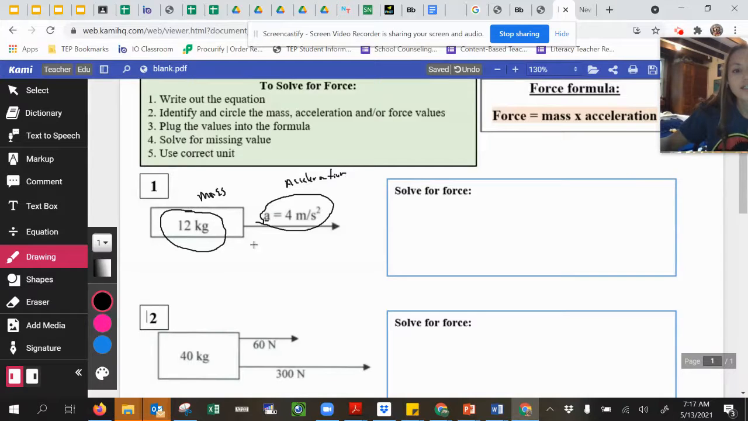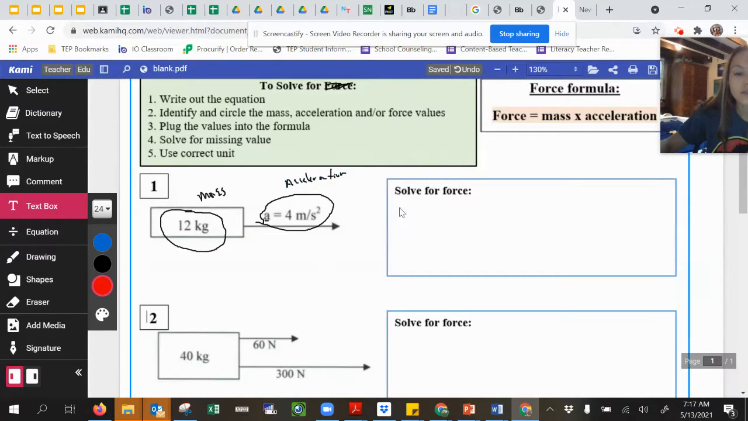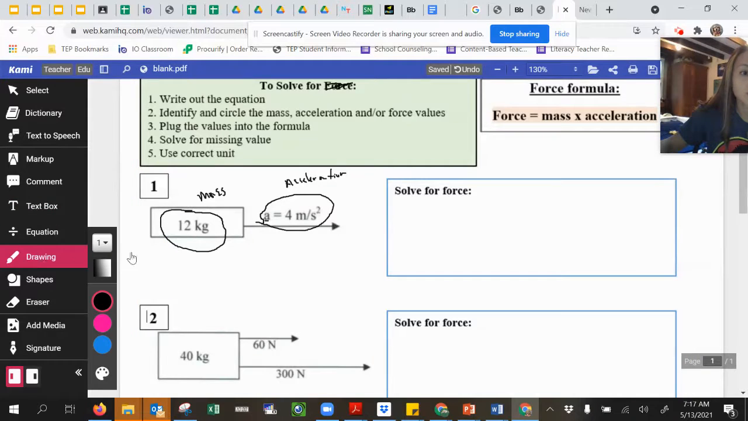Okay. So here you're going to be solving for force, or not just for force. I'll correct this, but for either mass, acceleration, or force, like you've been practicing. The first thing that you do is write out the equation. So the equation is force equals mass times acceleration.